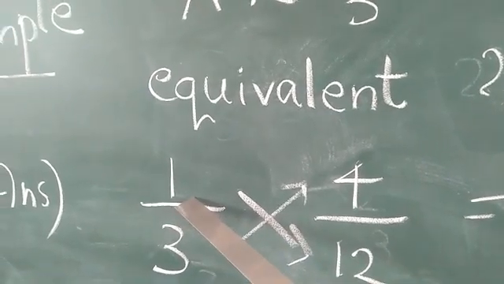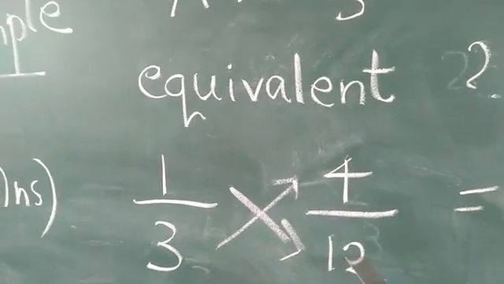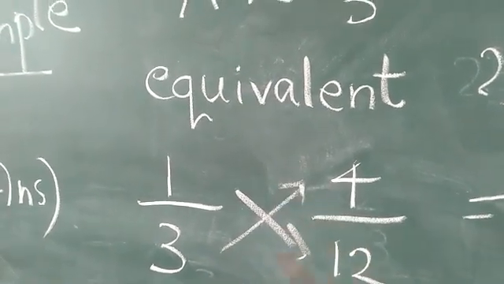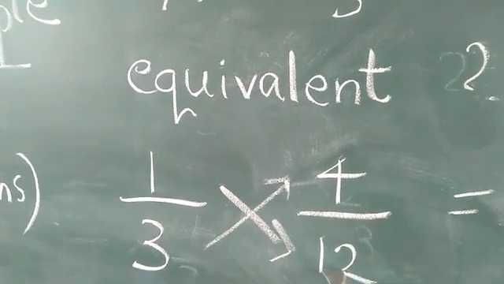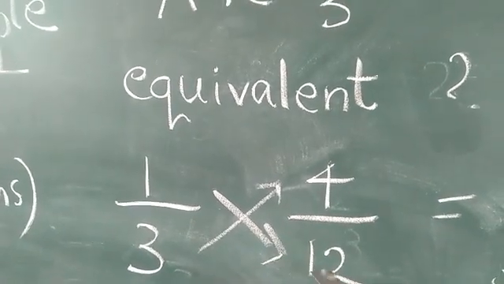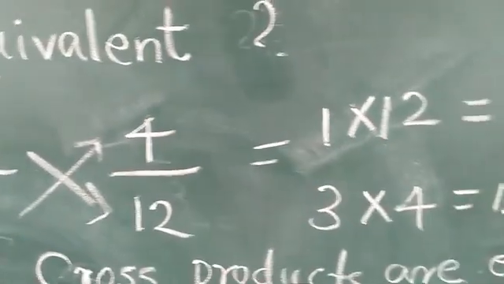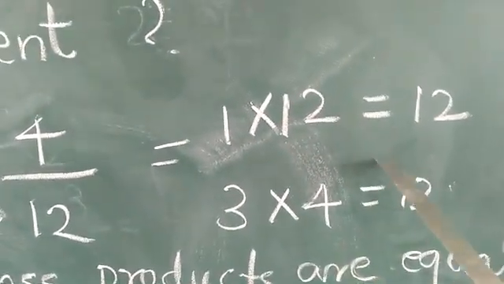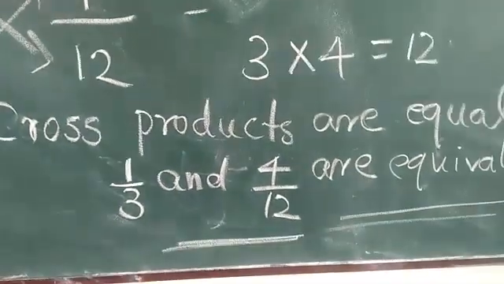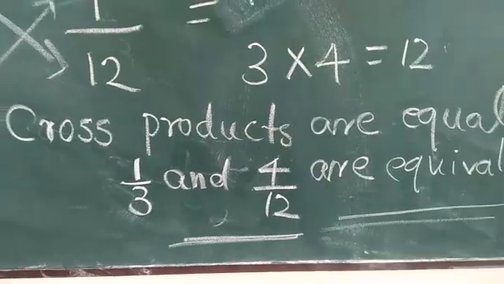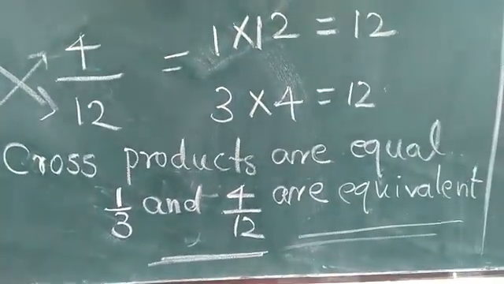By seeing also you can understand: 1 into 4, 4, 3 into 4, 12. By multiplying by 4 by 4, we got this fraction. But we can choose this method to decide whether they are equivalent or not. So here the cross products are equal. So we can write 1 by 3 and 4 by 12 are equivalent fractions. Understood?